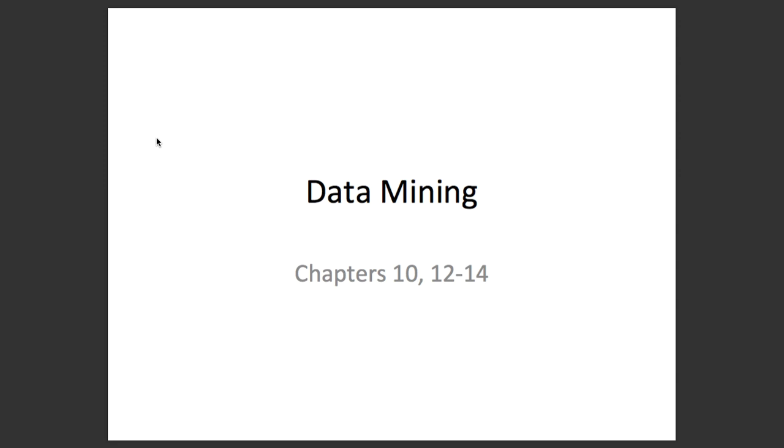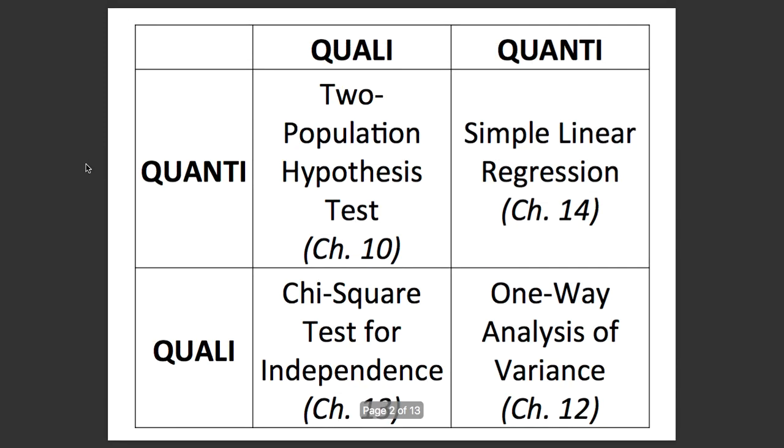The last 4 chapters are all about data mining, or different ways for us to test relationships between 2 different variables. And we were able to discuss an overview of this at the start of the semester, but now we will discuss how to actually perform these tests. We have the following tests that will be discussed. We have the 2 population hypothesis test. We have the one-way analysis of variance, chapter 12. We have the chi-square test for independence, and simple linear regression.